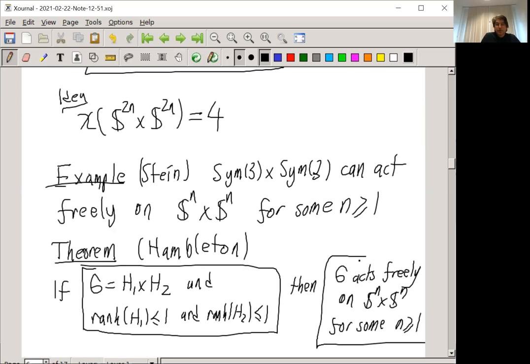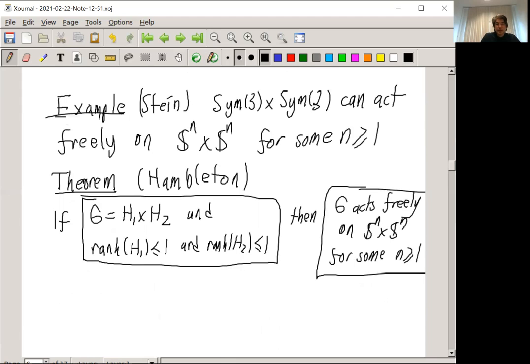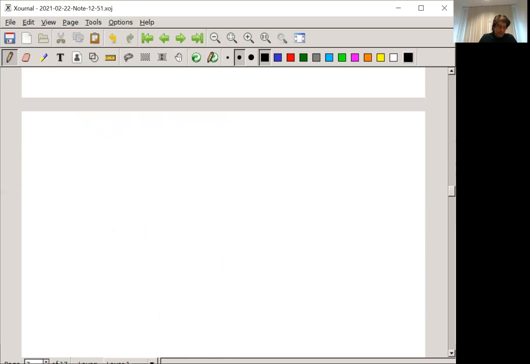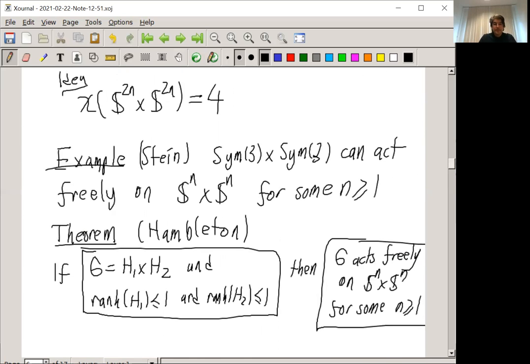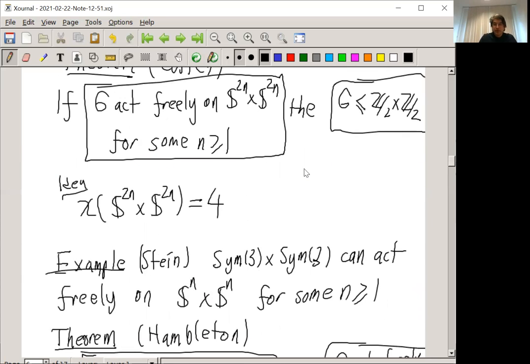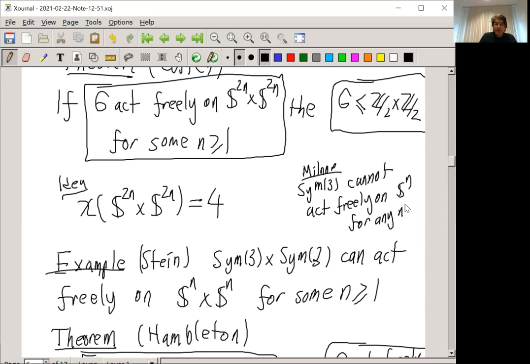So S3 is a rank 1 group. So the symmetric group on 3 letters is a rank 1 group. So the example is included in the theorem. Okay, now, well, I want to remind here Milnor: the symmetric group cannot act freely on Sn for any n. Okay, that's why this example is interesting.